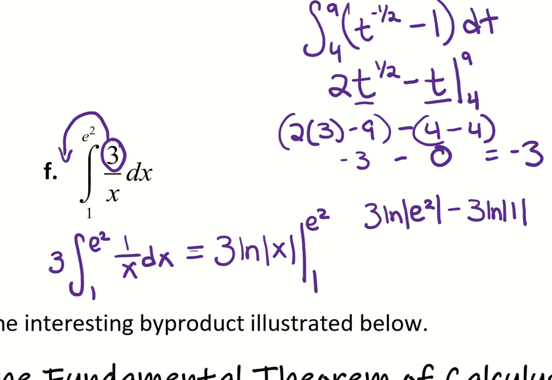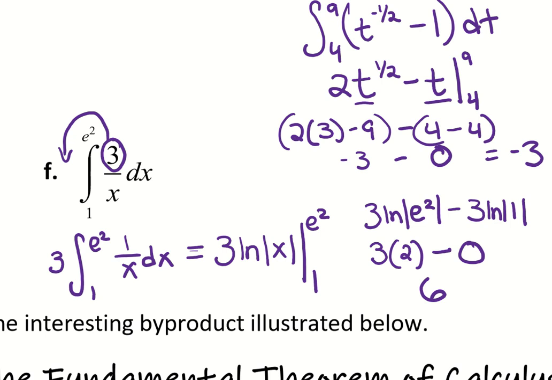All right. So the natural log of e squared is 2. Remember, natural log and e undo each other. So this is going to be 3 times 2. Minus, and the natural log of 1, you're asking yourself, e to some power gives you 1. That power is 0. So 3 times 2 is 6 minus 0, still 6.